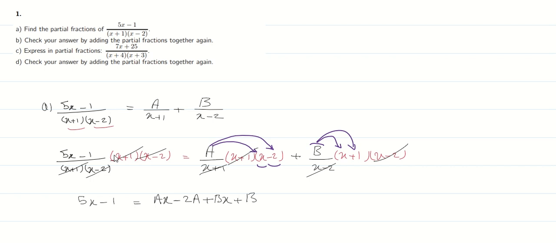Now, in order to get the A and B values, we have to match the coefficients in here. We have some x terms on the left-hand side, as you see in here, and we have some constants on the left-hand side and right-hand side as well. So we're going to match the coefficients of the x terms, and we are going to match the coefficients of the constants as well.